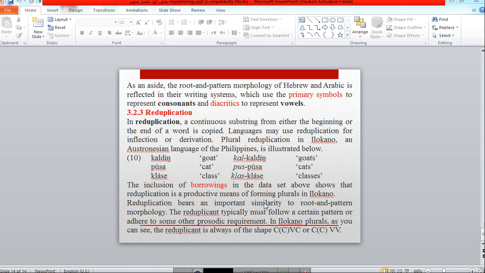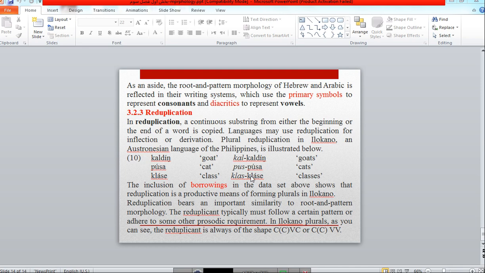The reduplicant typically must follow a certain pattern or adhere to some other prosodic requirement. In Ilocano plurals, as you see in this Philippines language, the reduplicant is always of a certain shape, for example CVC or CVVC. You see here, CVC, again CVC, CCVC. There is a kind of pattern here in reduplication, like root and pattern morphology. So there are some similarities between these two kinds of approaches in morphology.